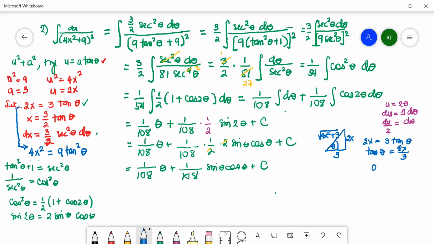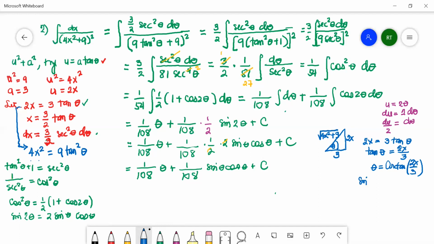Okay, we solve for theta, and this is equal to arctangent of 2x over 3. So if tangent of theta is 2x over 3, then theta is equal to arctangent of 2x over 3. Okay, what else do we need? We need a value of sine of theta and cosine of theta.